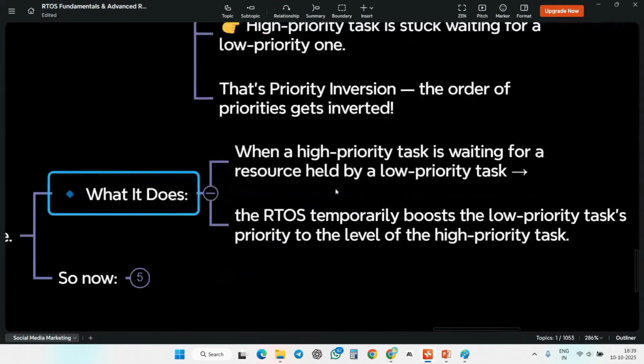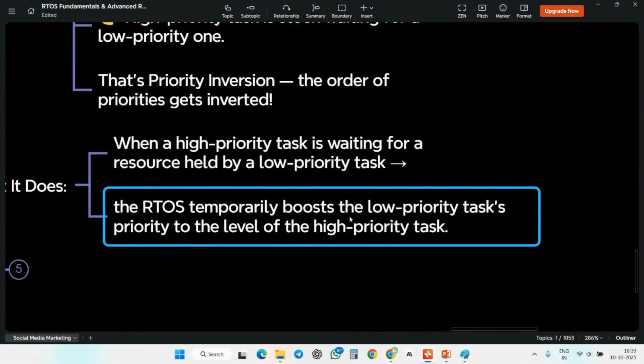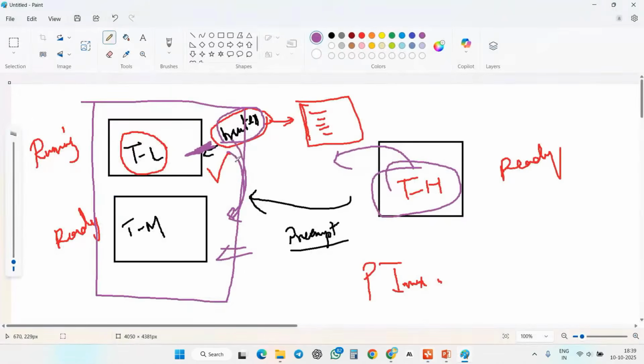What it does is, when the higher priority task is waiting for a resource held by the lower priority task, the resource holder is temporarily boosted to the higher priority level. Okay, what is actually going to happen here? Currently the lower priority task is 1, the medium priority task is 3, and the higher priority task is 5. The schedule is fixed. I already scheduled the tasks like this. This time it can't preempt.